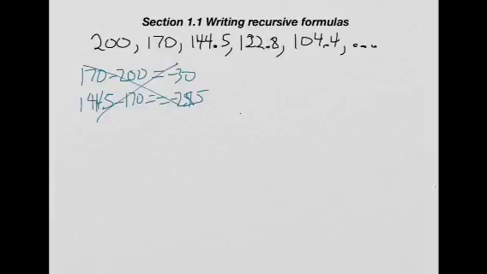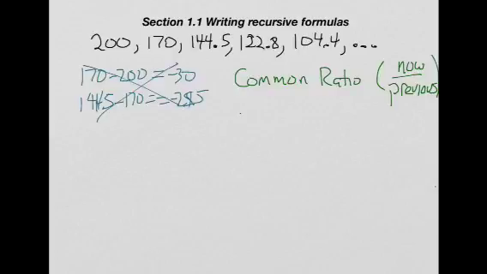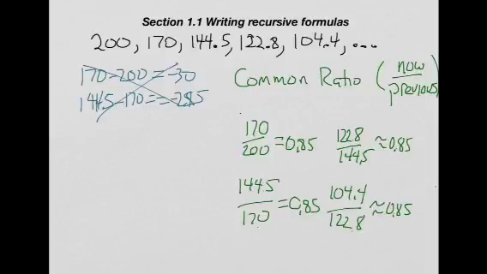So we're going to look for the common ratio. Remember, that common ratio is now versus previous, or I take any term in the sequence and I divide it by the term that comes before it. So let's do that with these numbers. As I go through, I got 0.85. I got 0.85. Now on these two, you notice I use the approximation symbol, this squiggly equal sign. This is not exactly 0.85.